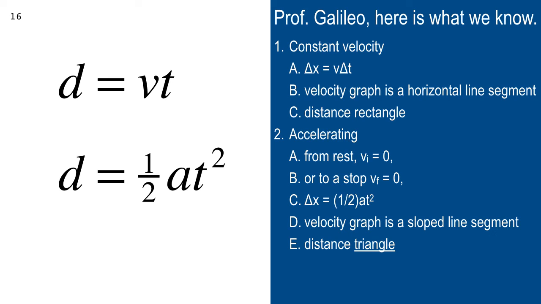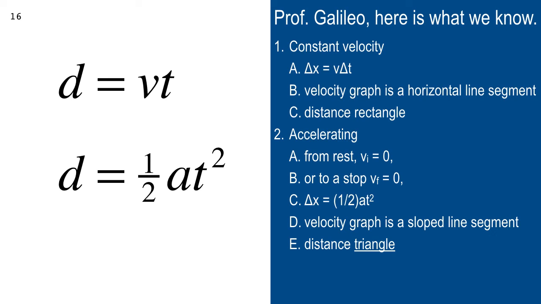Let me move this out of the way here. So we have two different distance polygons. And one of them's fairly cinchy, the distance rectangle. And the other one's not too bad. It's not too shabby, the distance triangle from acceleration. Right, so there's our verbal report to Professor Galileo.